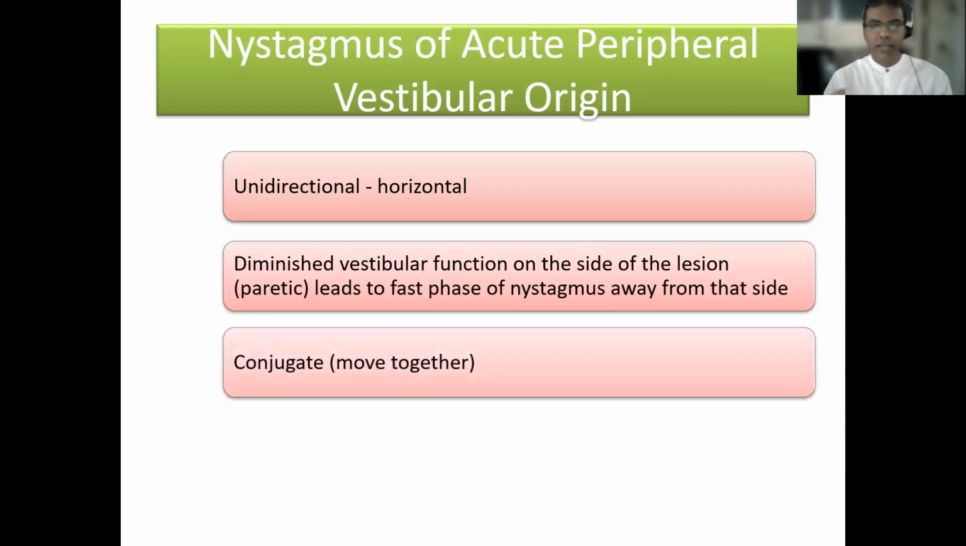And it moves together. Conjugate means both sides move together. Disconjugate means it doesn't move together. So in a peripheral vestibular disorder, the nystagmus will be conjugate, moving together. If you get a disconjugate kind of movement, it is not a peripheral vestibular disorder. It's either a central or some medical or neurological problem. And finally, of course, it obeys Alexander's law.